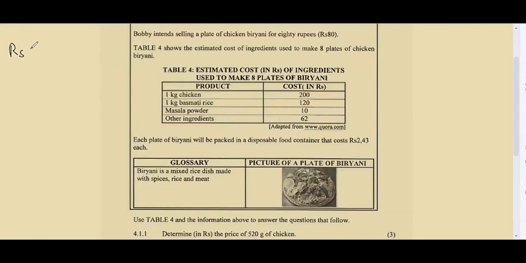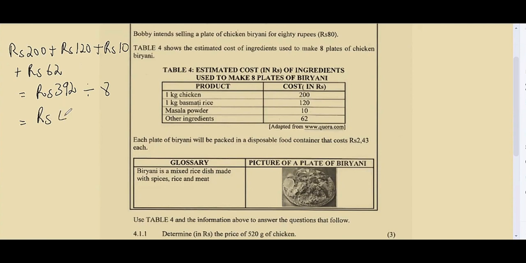We can just add and find the cost of making 8 plates of chicken biryani by saying 200 rupees plus 120 rupees plus 10 rupees plus 62 rupees. Then we find the total cost of making 8 plates of chicken biryani, which is 392. But then we have to remember this is making 8 plates. We only need to make 1. So we can take this amount, divide it by 8 so that we can find the cost of making just 1 plate of chicken biryani. And then we have a price of 49 rupees.